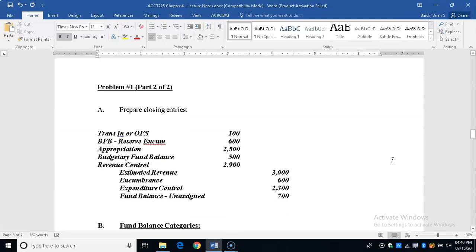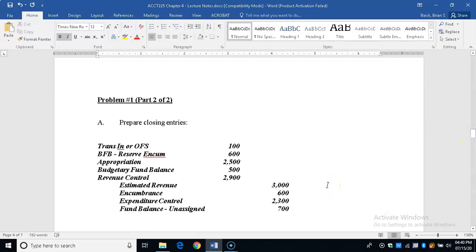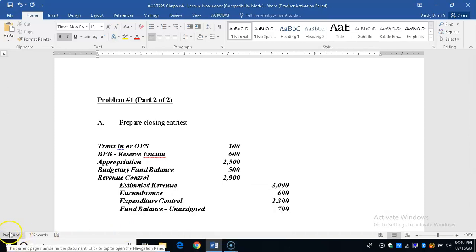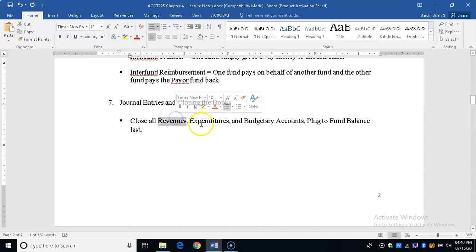And look at this closing entry here. This looks pretty overwhelming, but I want to point out a couple things here. This is the one-step approach, so everything is in one journal entry. This is one big journal entry. When you make closing entries, take a look at this, and then we'll go over the steps for making the closing entries. If you look at the instructions here, we want to close out revenues, expenses, and budgetary accounts. And then we use fund balance last.